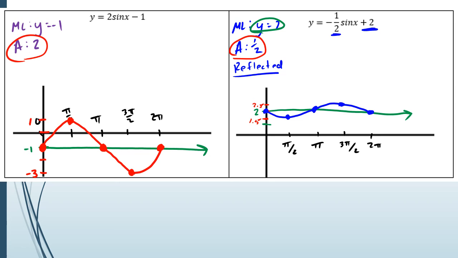Okay, so midline, amplitude, reflected or not, graph the midline, plot your 5 points, okay, and then determine where your min and max are.